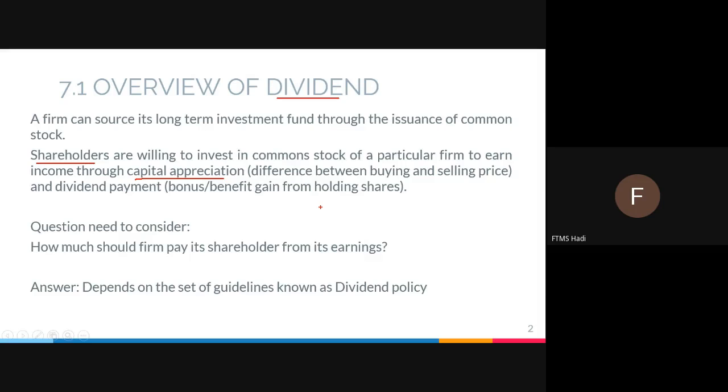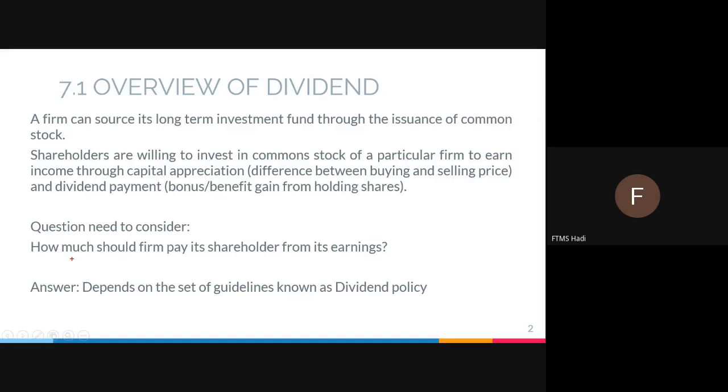Let's say you buy the share or stock. Remember, share and stock are the same thing; the difference is American and UK terms. Let's say you buy at 1 ringgit, and then you sell at 1 ringgit 20 cents. So you will get a profit margin of 20 cents. Second, dividend payment, which is the bonus or benefit gained from holding shares. We will see three types of dividend payments later.